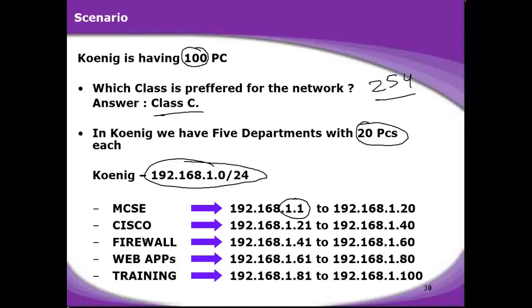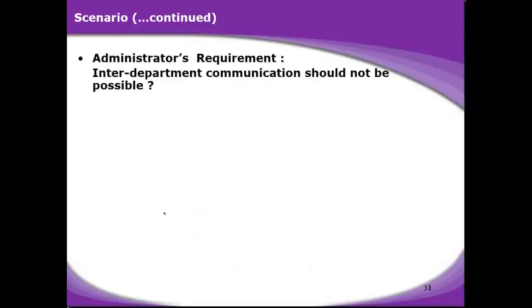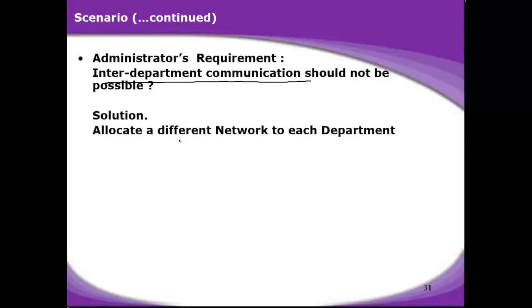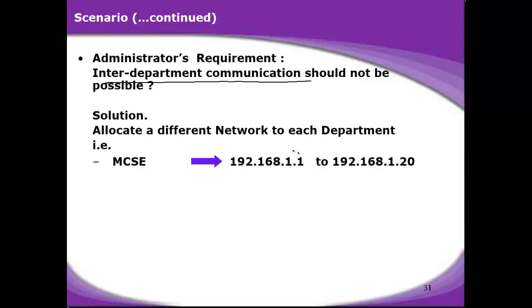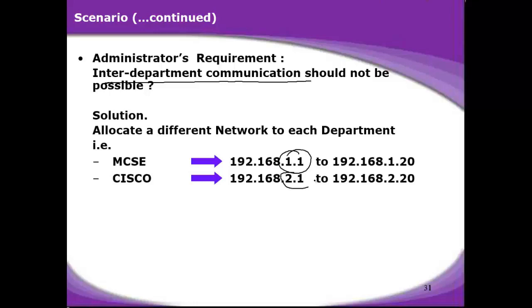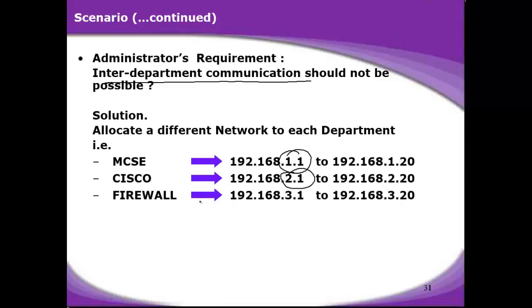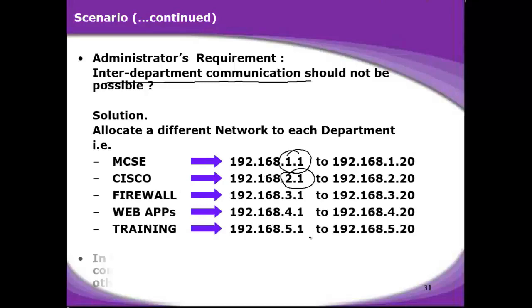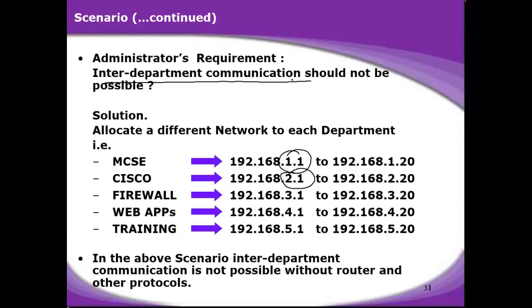So you need to have different networks for all of your departments out here. So inter-department communication should not be possible. So this is the requirement. So the solution is that allocate different networks to each department. So if you give different networks, 1.0 network, 2.0 network to the different departments, so in that case the inter-department communication by default is not possible without involving a router and some other protocols in picture.